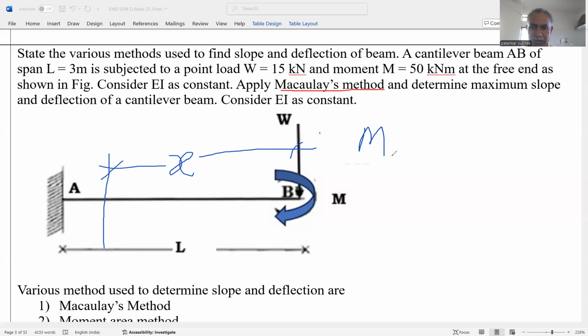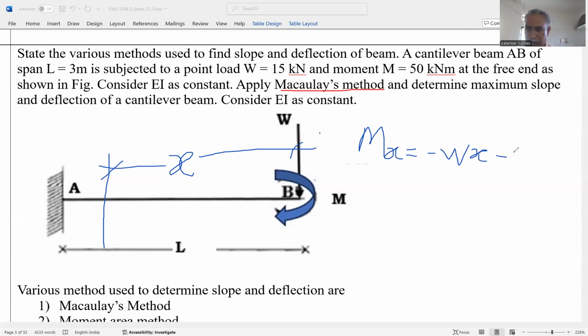Moment at a distance of x is equal to W multiplied by x. It rotates in the anti-clockwise direction, a hogging moment. That's why W multiplied by x is the moment due to the point load. W is 15 kilonewton and M is equal to 50 kilonewton meter. And the couple is also anti-clockwise, that's why this is also minus.